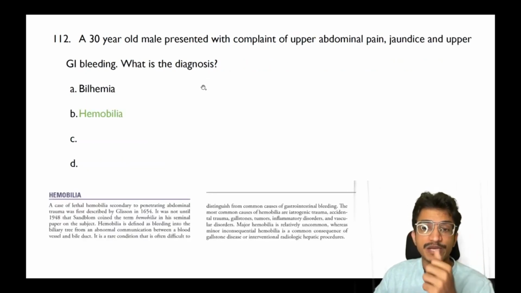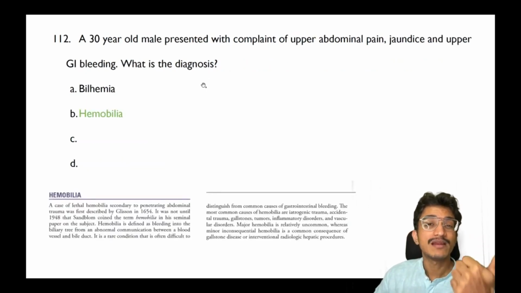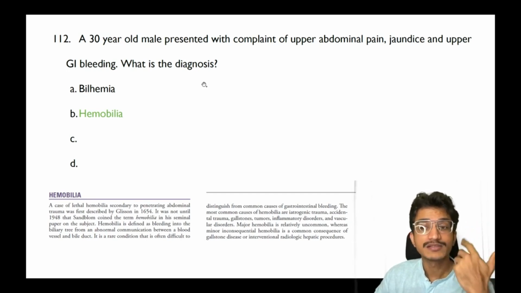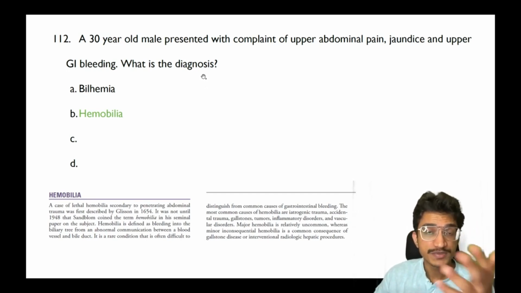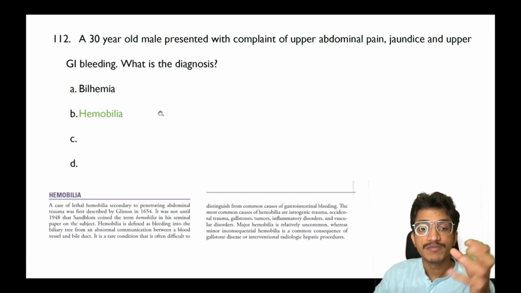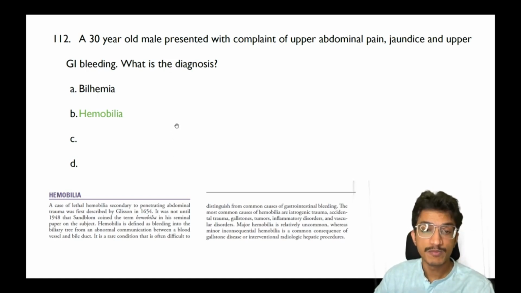Moving on to the next, a patient with upper abdominal pain, jaundice and GI bleeding. According to the options that were given, the most probable answer is hemobilia, not bilhaemia. So the answer here is hemobilia.